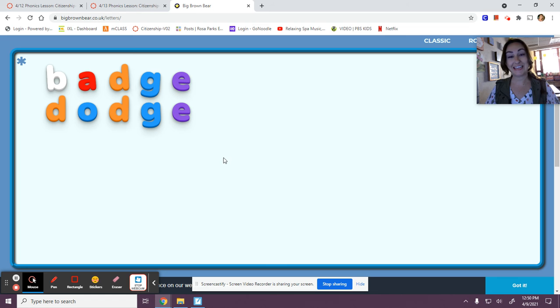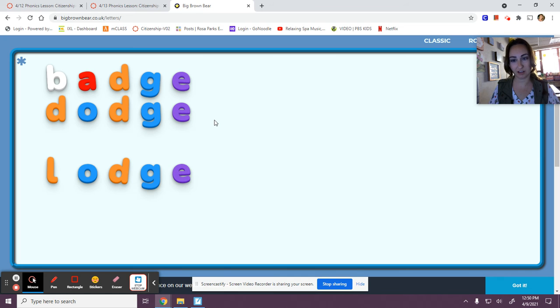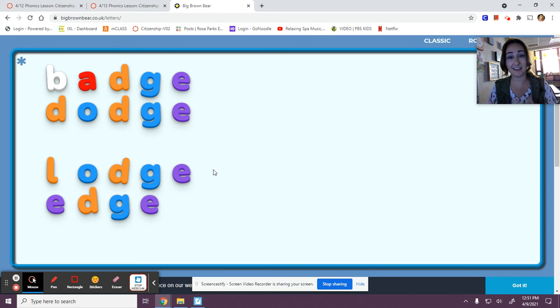Another one of our D-G-E words is lodge. Lodge. L-O-D-G-E. Edge. Edge. That's the one that I missed the first time through because the only letter I have before that D-G-E ending is the letter E. So it's just my edge.